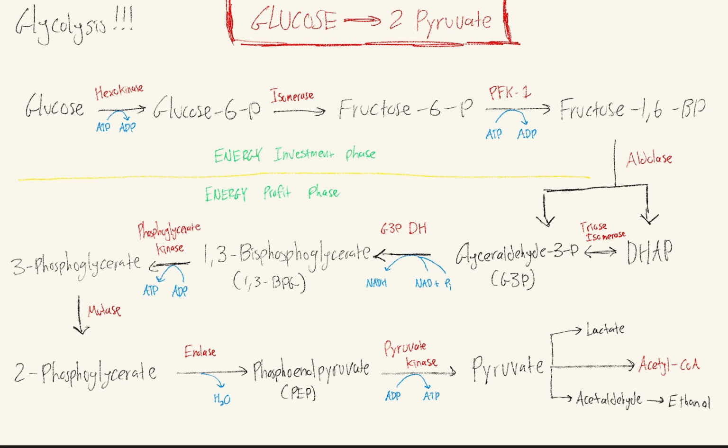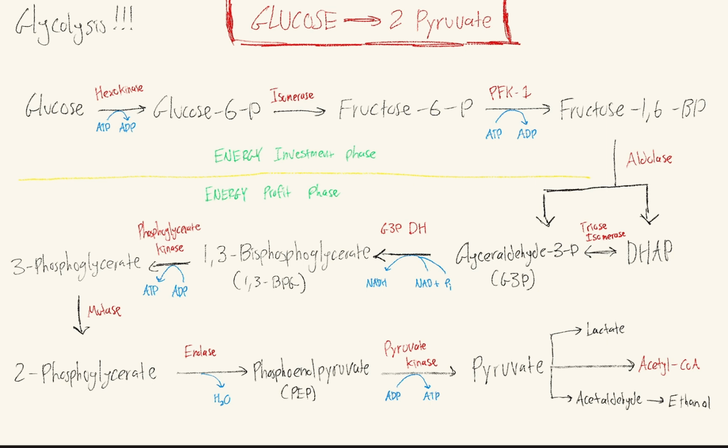And we know glycolysis does produce energy, so we do need to profit from it, and we will learn about that in the profit phase. But anyway, the next step is that we're going to isomerize glucose 6-phosphate into fructose 6-phosphate via the enzyme isomerase. Now, in my opinion, this is the most boring step of glycolysis.